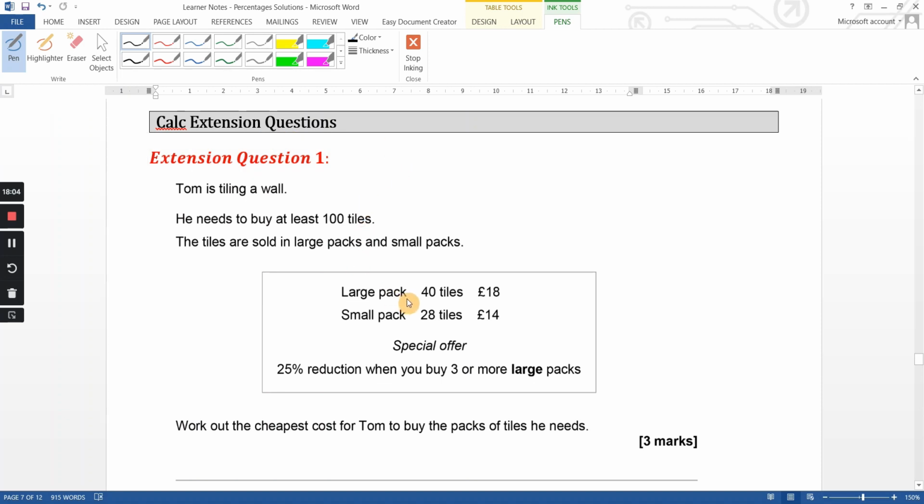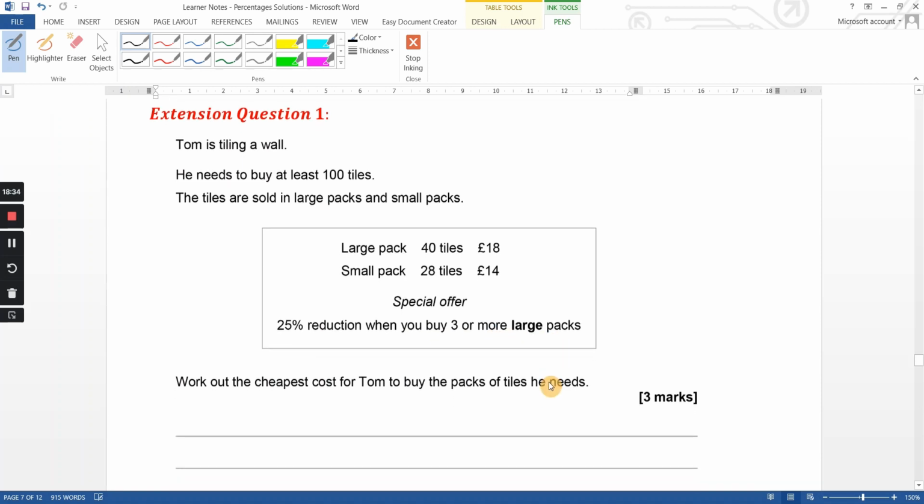These are taken from calculator papers for AQA GCSE Maths higher level. So extension question 1, Tom is tiling a wall. He needs to buy at least 100 tiles. Tiles are sold in large packs and small packs. Large pack, 40 tiles is £18. Small pack, 28 tiles is £14. There's a special offer, 25% reduction when you buy 3 or more large packs only. Work out the cheapest cost for Tom to buy the packs of tiles he needs.